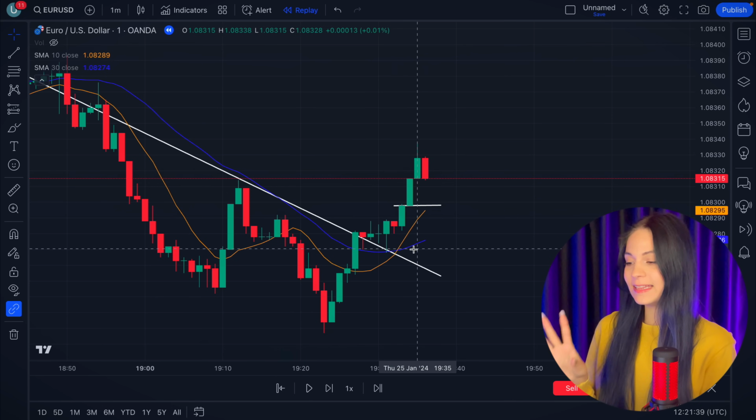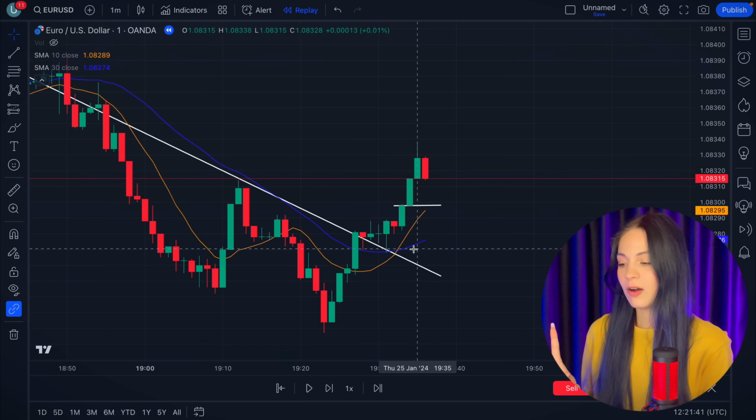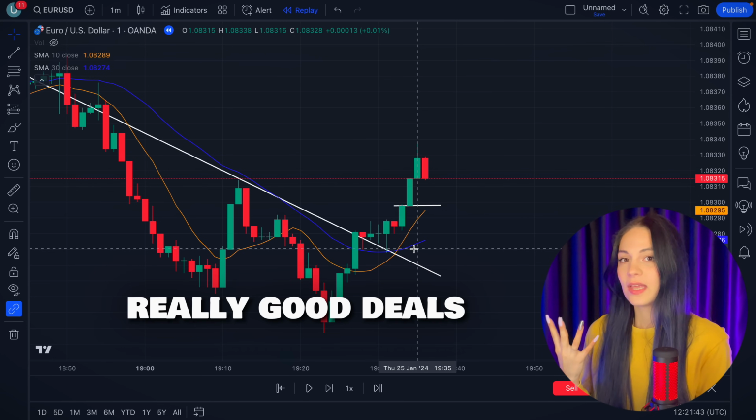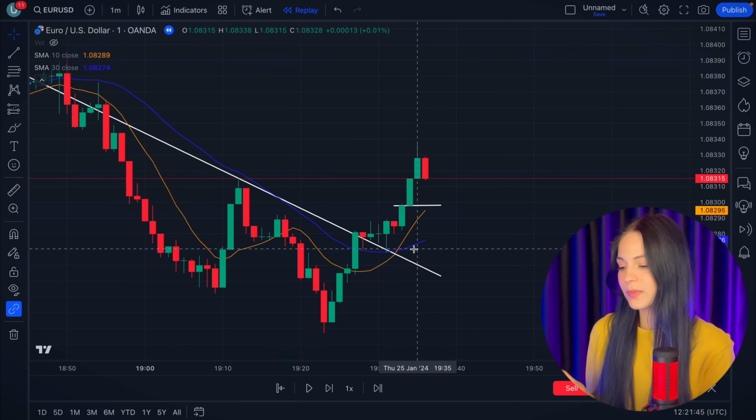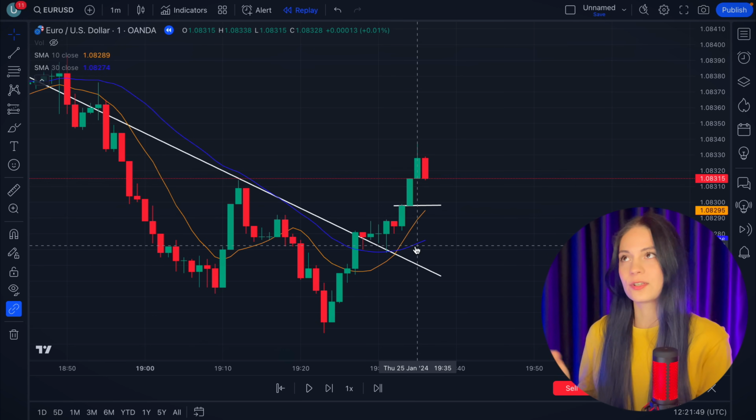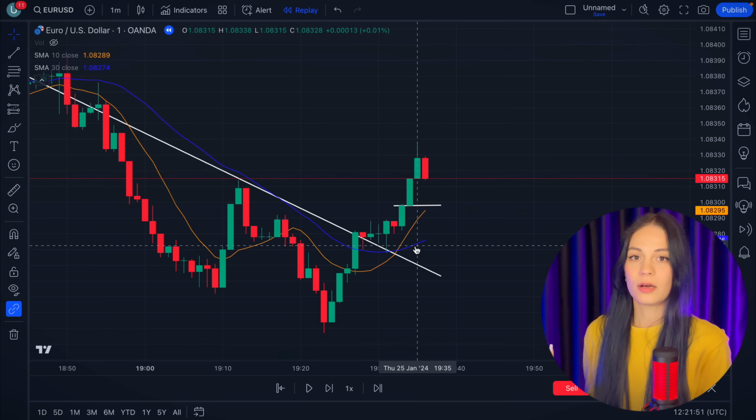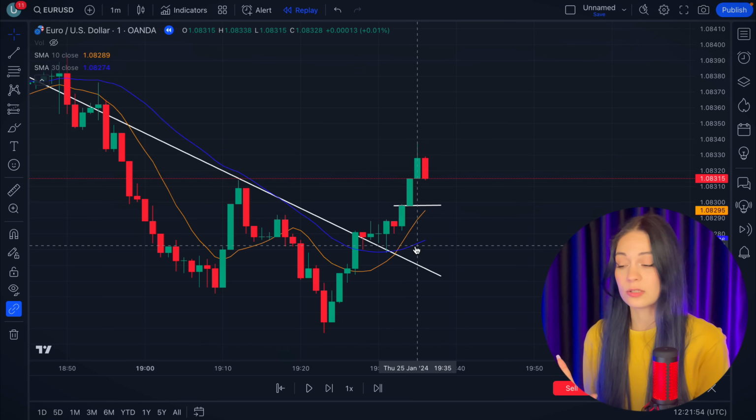So basically, this is the picture of a really good deal. And it is better to open deals like that instead of opening after every single moving average crossover situation, because that will give you a lot of false signals.